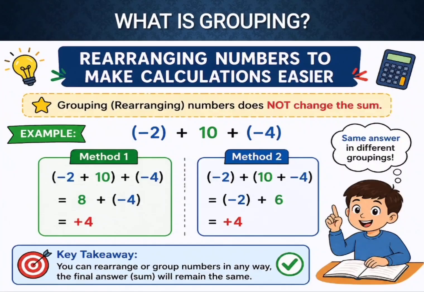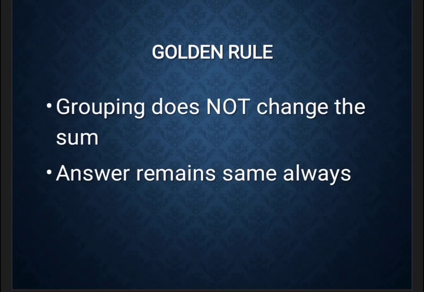So what is grouping? Rearranging numbers to make calculations easier. It basically means rearranging without changing the sum. It can be arranged in any order, but the final result is the same. In the first method, we have grouped the first two numbers, minus 2 and 10, whereas in the second method, the second and the third numbers are grouped and solved, and the result is plus 4. So the key takeaway is the same answer in different groupings. You can arrange or group numbers in any way, the final result is always the same. It does not change the sum, the answer remains the same.